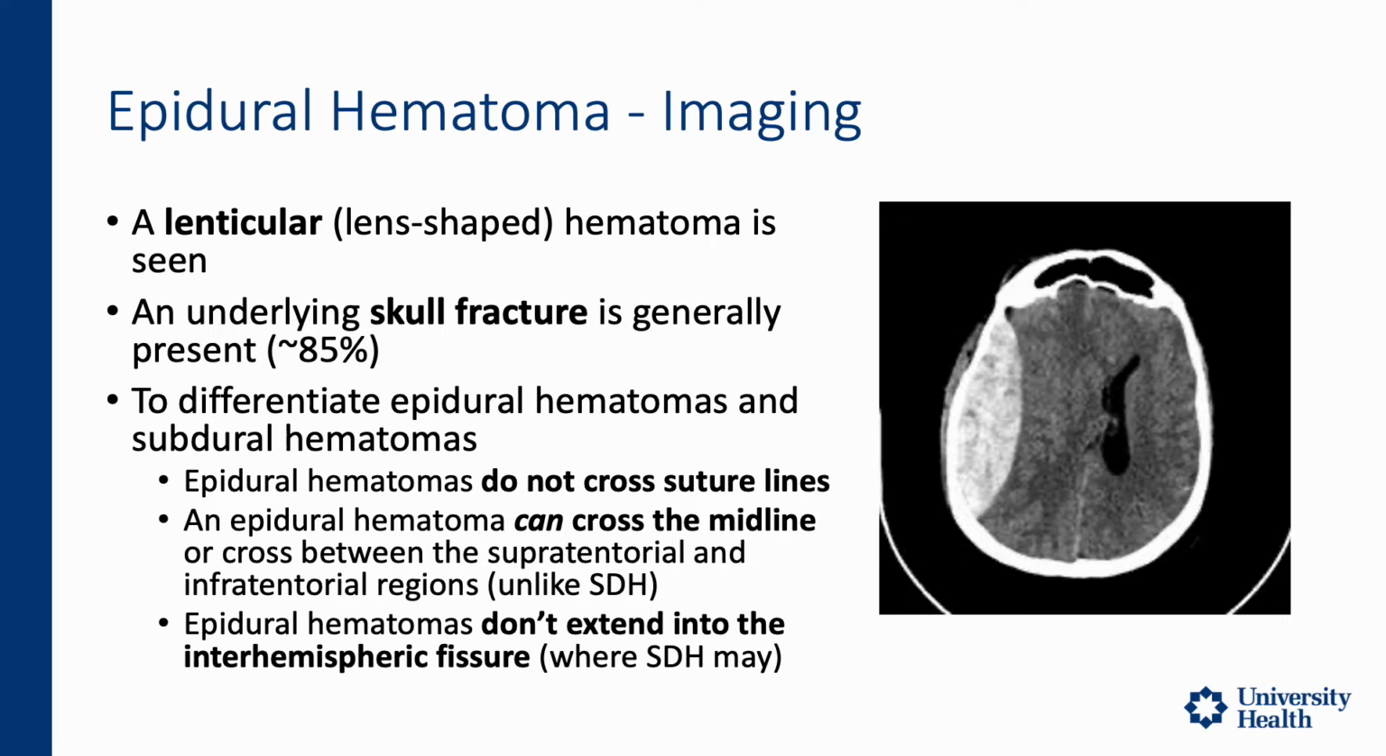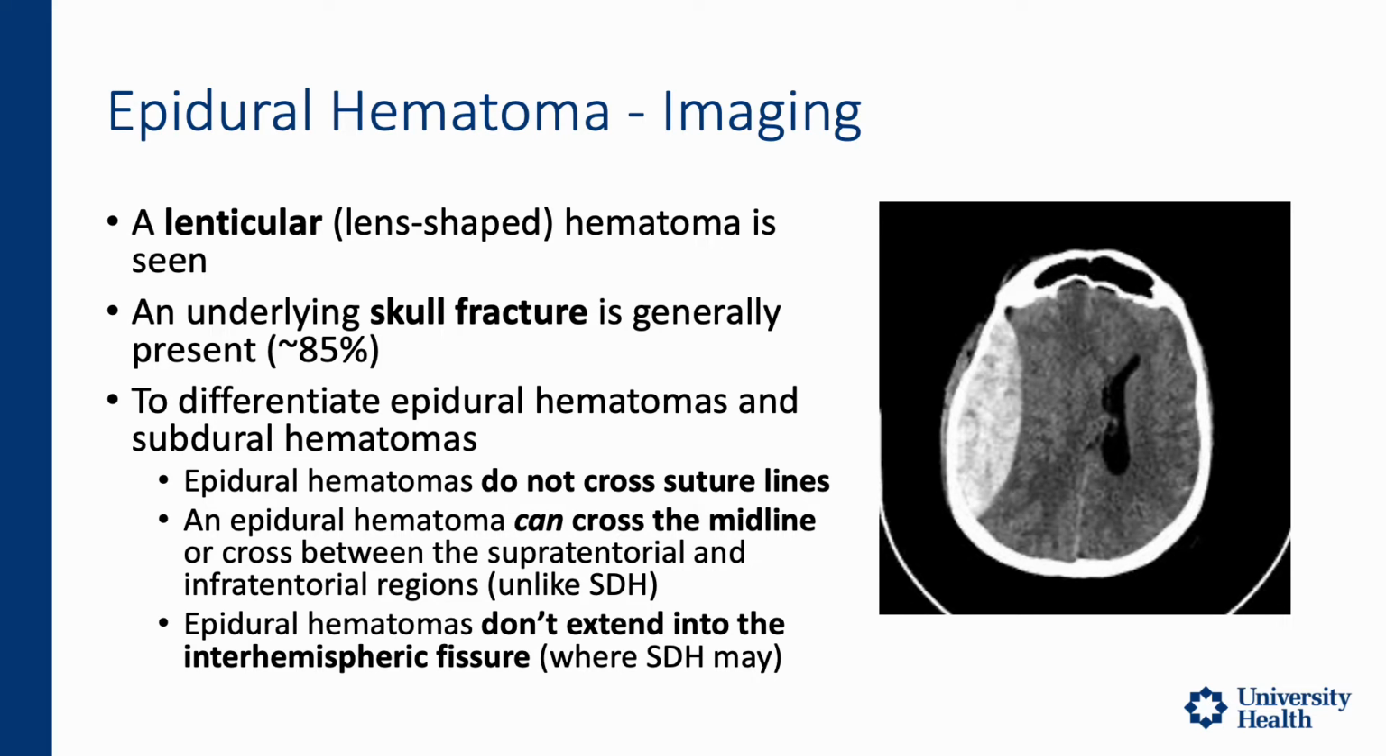So what is the first thing you're going to order for patients you're concerned might have an intracranial hemorrhage? You're going to get a CT head, usually a stat non-contrast CT head. What you're going to see is your classic lenticular, lens-shaped hematoma. It's usually associated with an underlying skull fracture because most of these are traumatic. About 85% have a skull fracture, which you can see on the right on the CT head.